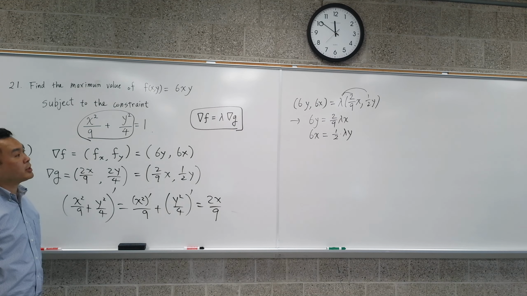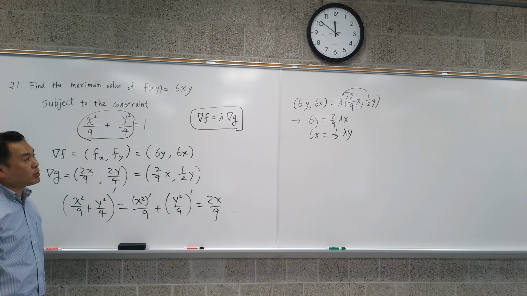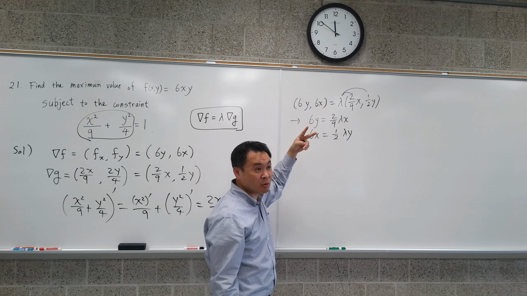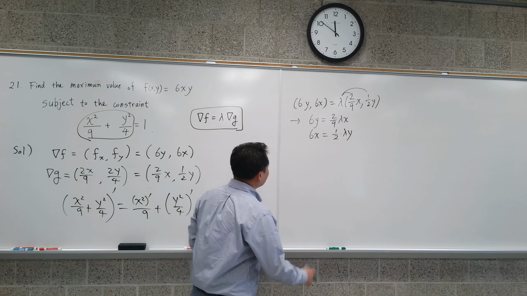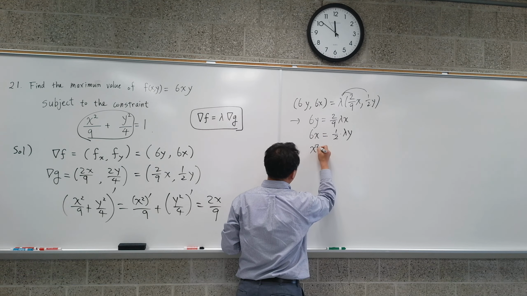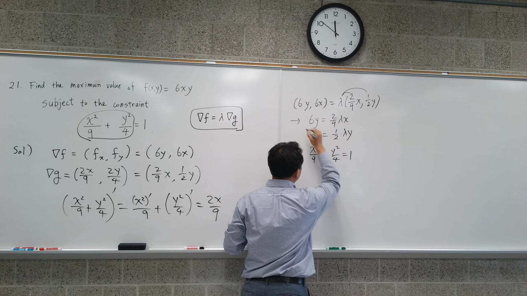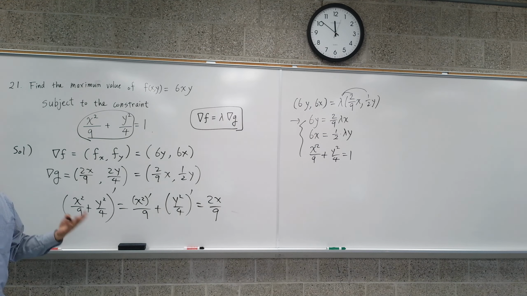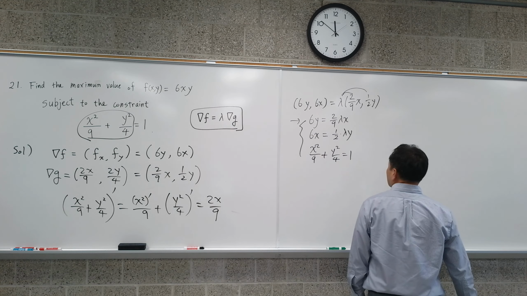How many unknowns do you have? 3. What are those unknowns? x, y, lambda. How many equations are these? 2. So we're missing one more. Where do we get the last one? Yes, the constraint. So x squared over 9 plus y squared over 4 equals 1. Together they form a system of 3 unknowns and 3 equations, which is good.